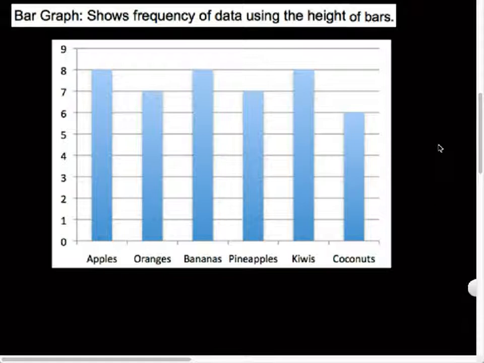But anyways, here's an example of a bar graph where the height of the bar represents the frequency for how many people liked those different fruits. Good stuff.